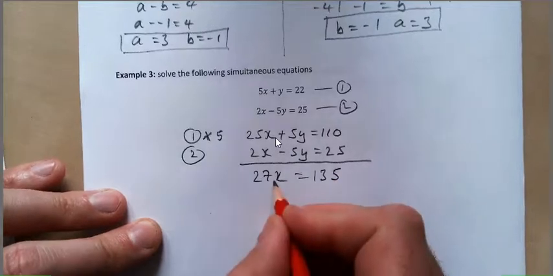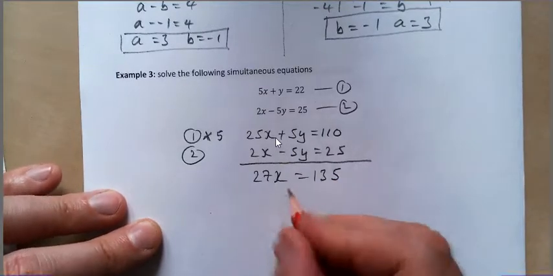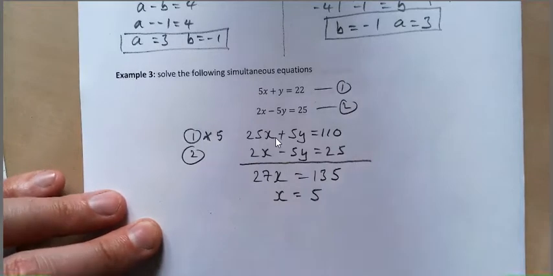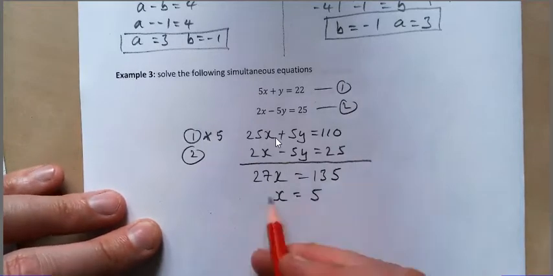You might take my word for it, or you might use your calculator, but 135 divided by 27 gives us a nice number. It gives us 5. And we can work out then the rest from there. So I found the x.